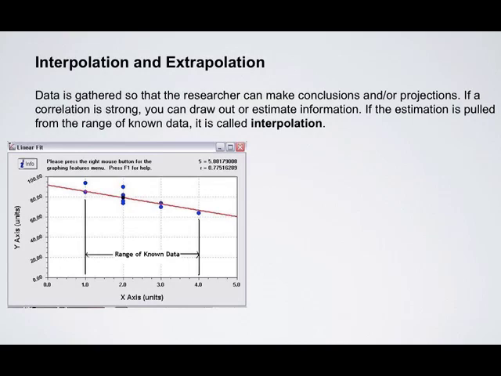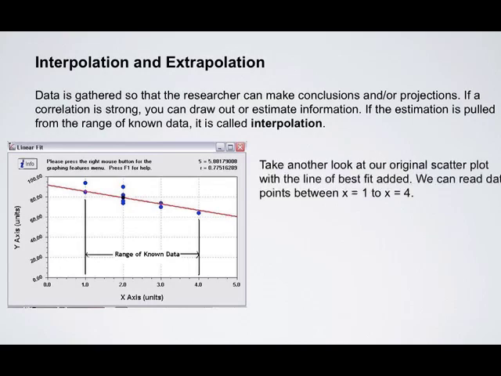Examine the scatter plot below. The range of known data comes from between the very first data point you get to on the left of the graph to the very last point you get to on the right of the graph. Any information or estimates drawn out of there are done through interpolation.